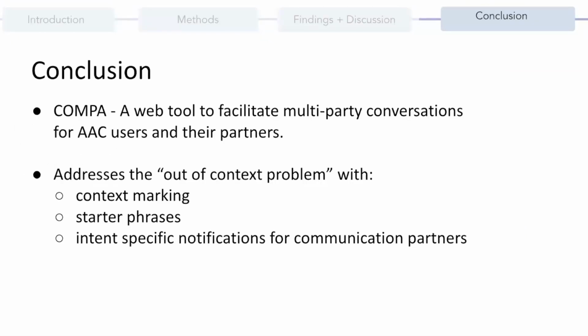To conclude, we introduced COMPA, a web tool to facilitate multi-party conversations for AAC users and their conversation partners, which can be used with their current AAC devices. We address the out-of-context problem present in multi-party conversations with context marking, starter phrases, and intent-specific notifications for conversation partners. COMPA has been shown to be effective for improving conversational flow, and participants had generally positive reception toward COMPA. A majority would use COMPA in remote meetings.